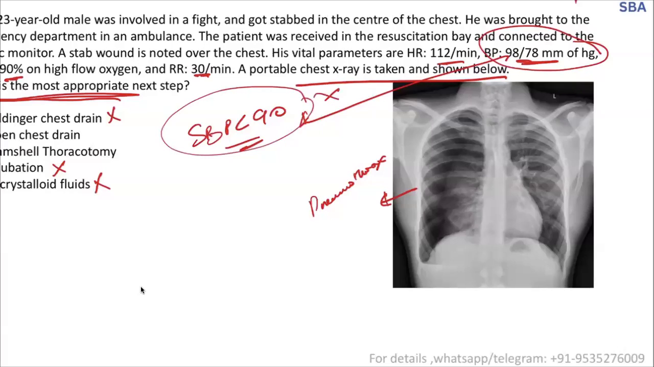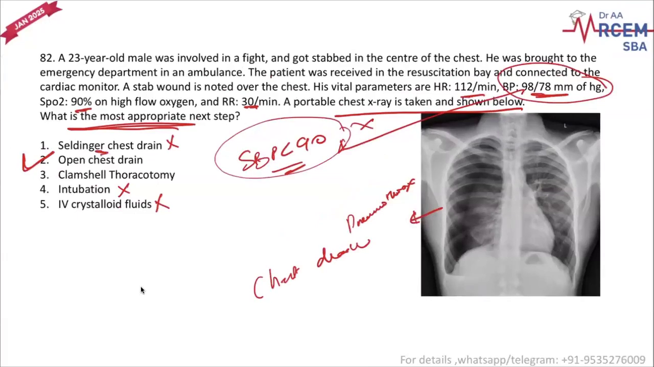How do we treat a traumatic or a simple pneumothorax? By placing a chest drain. But do we use a Seldinger technique or an open chest drain? Open chest drain is always preferred because in a trauma case you need to put a large size chest tube. You cannot place a small size chest tube. Only a small size chest tube can be placed with the Seldinger technique. That's why the open technique needs to be done in a trauma case.